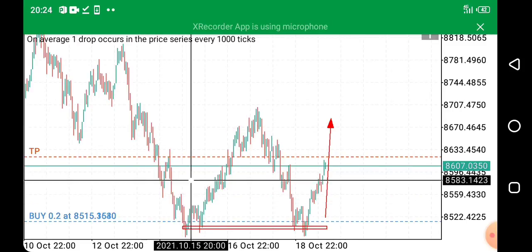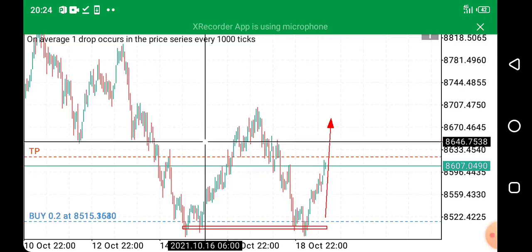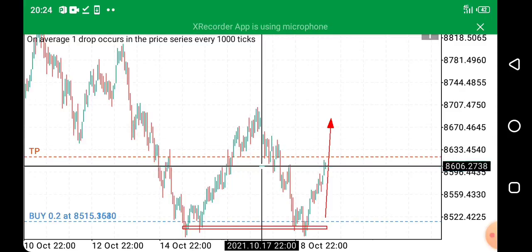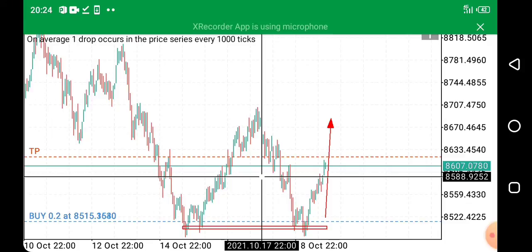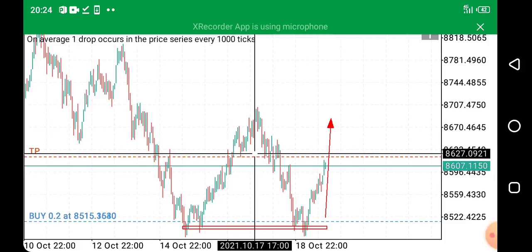In the course of the day, I equally took another trade based on this same strategy that I've shown you here. That was in Step Index, and I'm still going to show you how the trade is moving right now. Okay, let's go there. Let me show you.